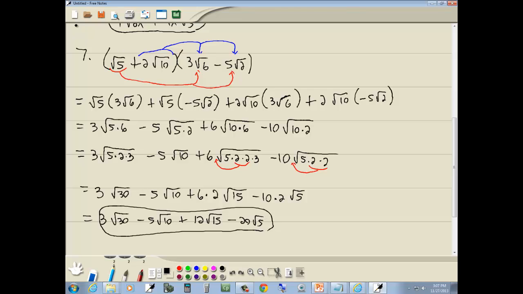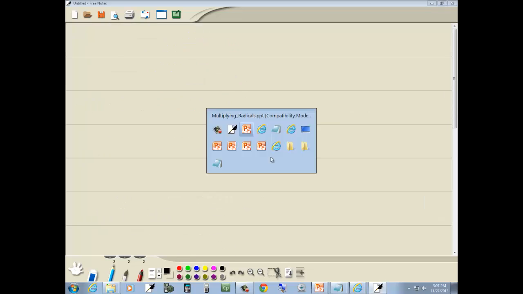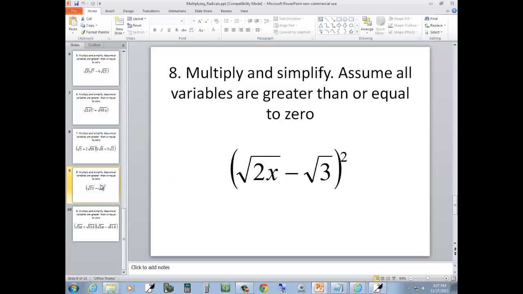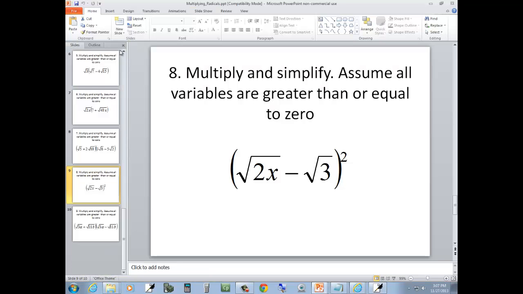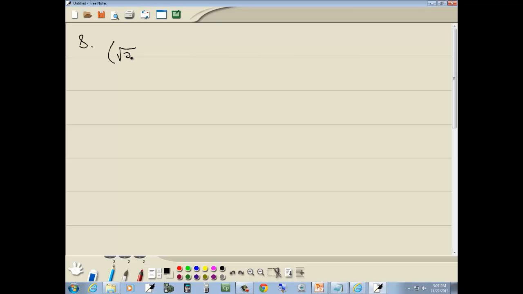And time to start a new page. We got square root of 2x minus square root of 3 squared. A lot of people miss this particular one, so I just want to refresh your memory on it. If you got this squared, you have to rewrite it this way.